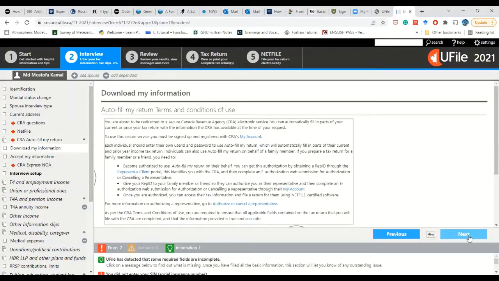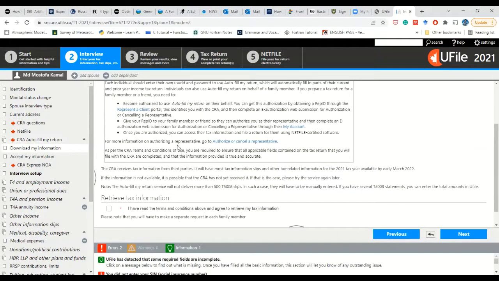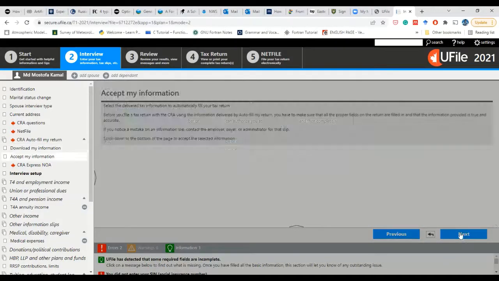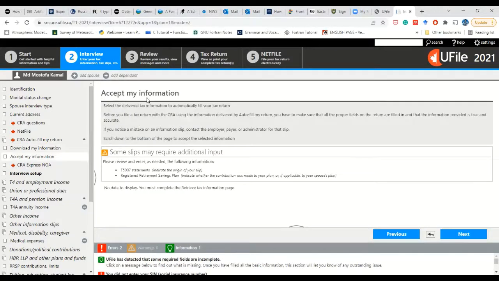And next, again, download my information. As I just mentioned, I'm giving this software permission to retrieve some of my information automatically from the Canada Revenue Agency. That's it. This is just a simple tip, so forget about that.